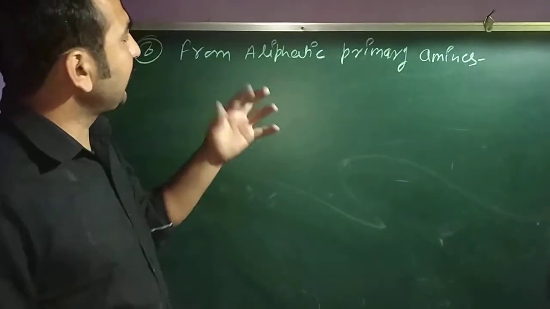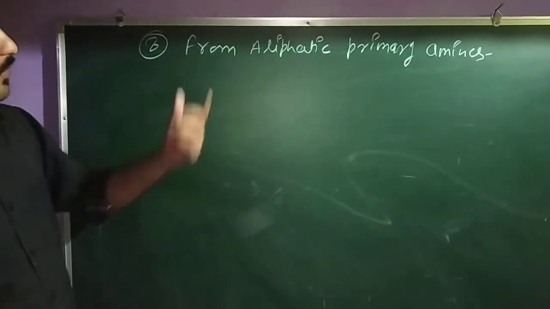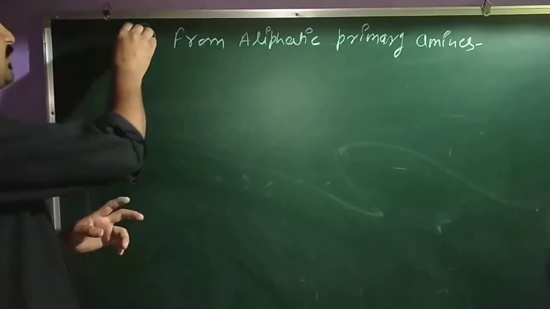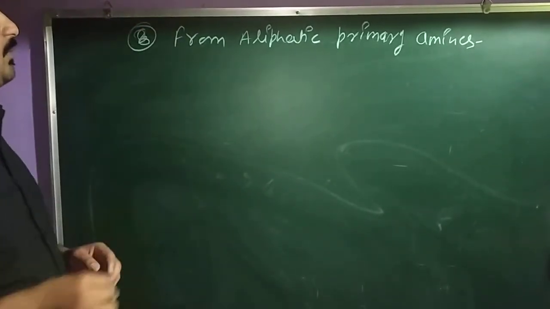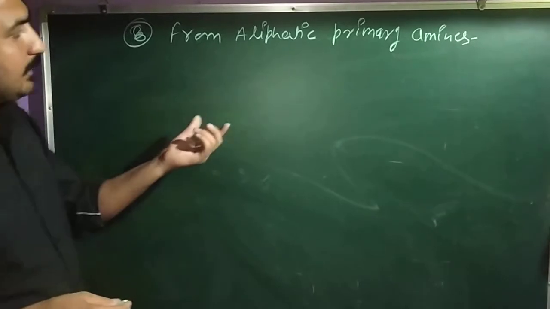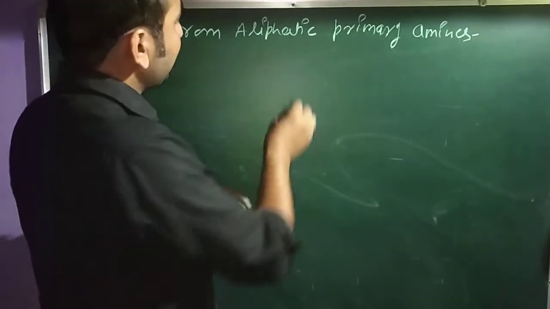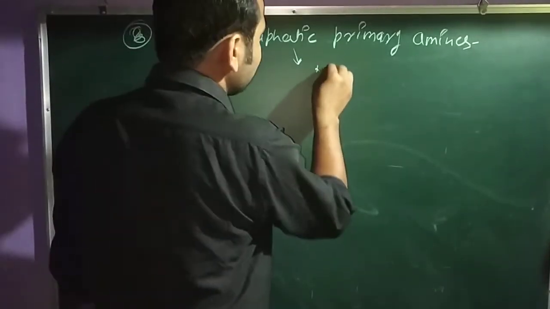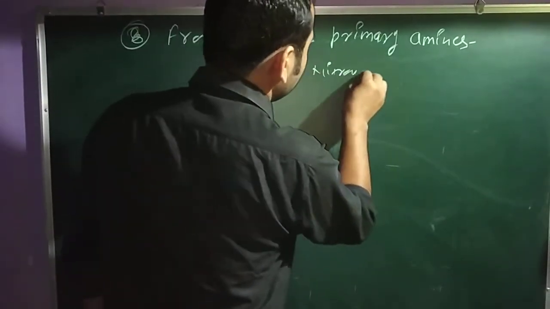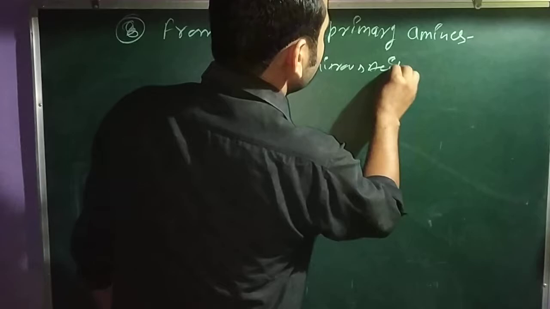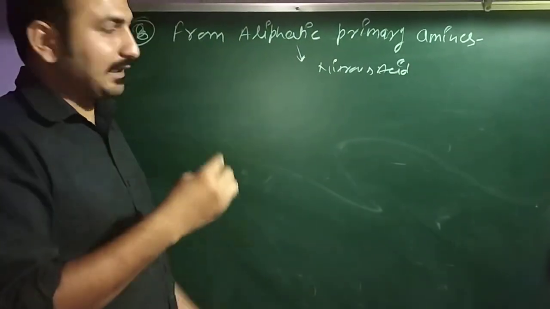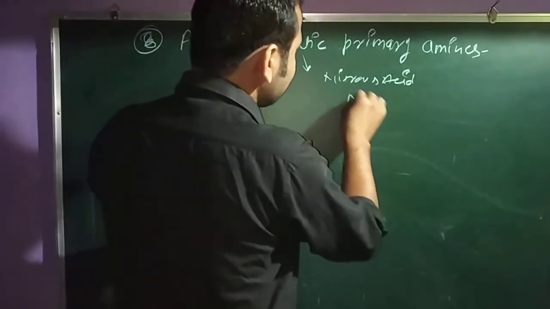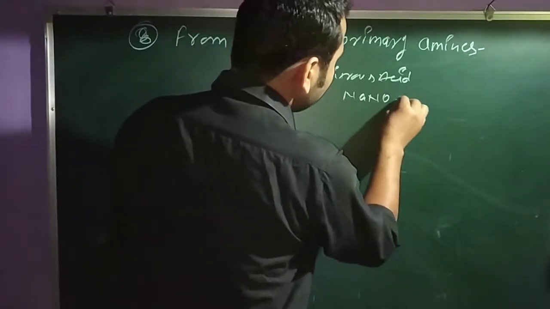So the last method we have for preparation of alcohol is from aliphatic primary amines. Clear? It's your last method. You consider this your 8th method to prepare alcohol. In this reaction, the primary amine reacts with nitrous acid. One is nitric HNO3 and the other is nitrous HNO2. And this nitrous acid is formed by NaNO2 plus HCl.